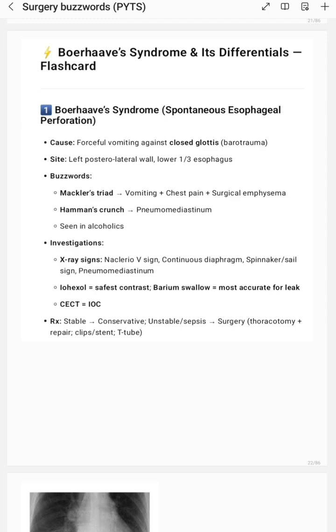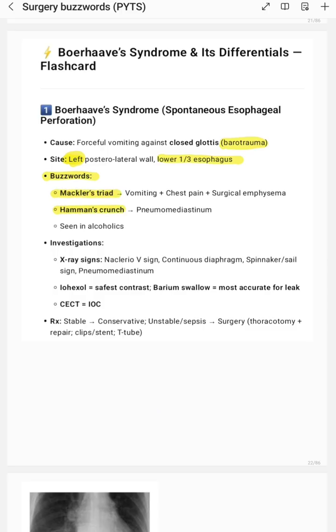So it is a kind of barotrauma that we have to remember, and where it is, it is usually seen on the left side. I'll tell you how we can remember this. We remember it is on the left side, and it is barotrauma. And it is usually present in the lower one third of the esophagus. This we have to remember. Now the buzzwords here will be Mackler's triad and Hammond's crunch.